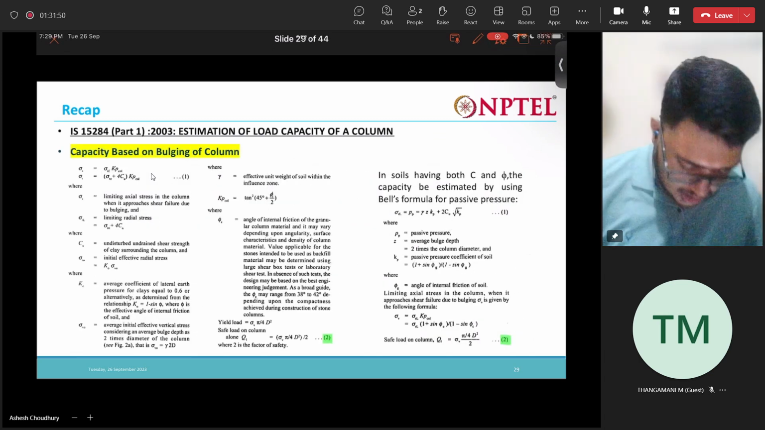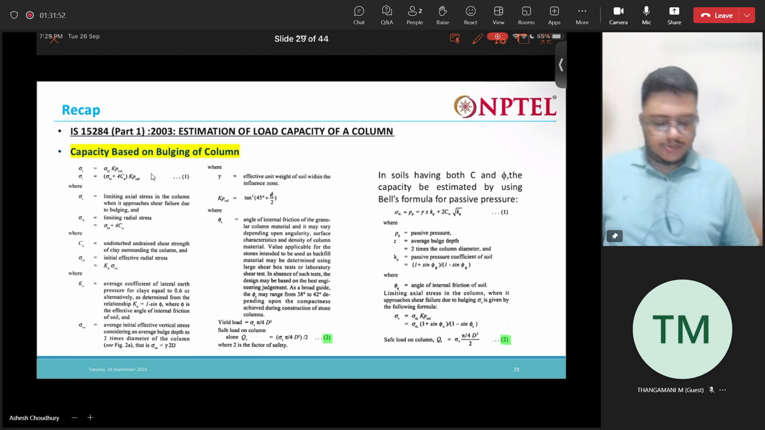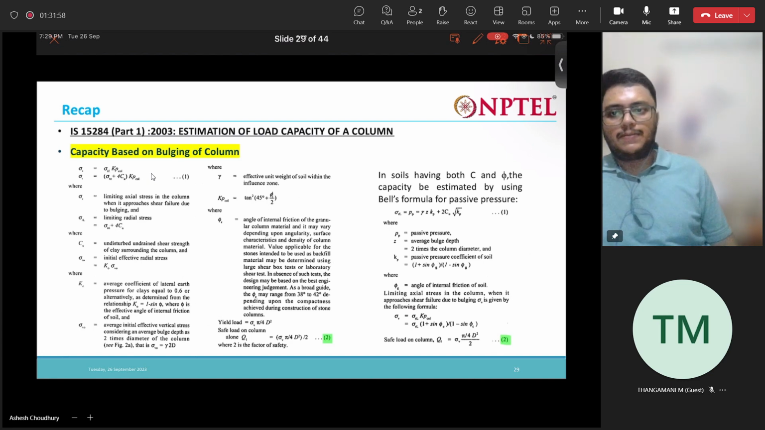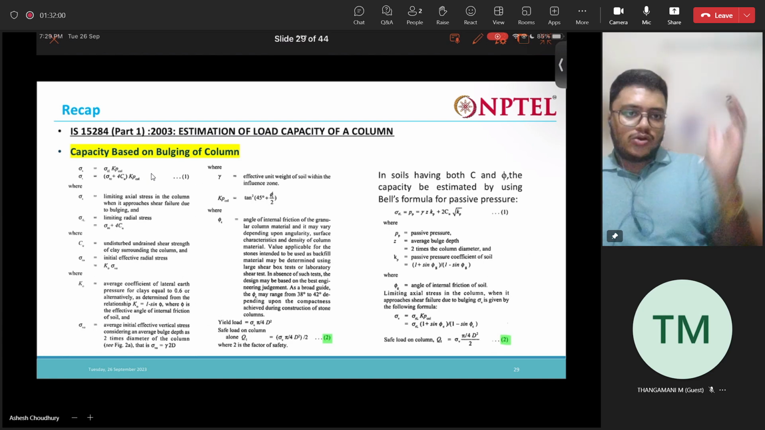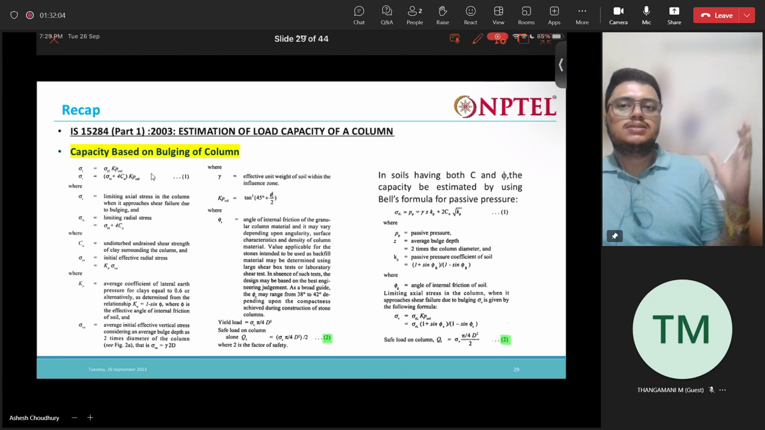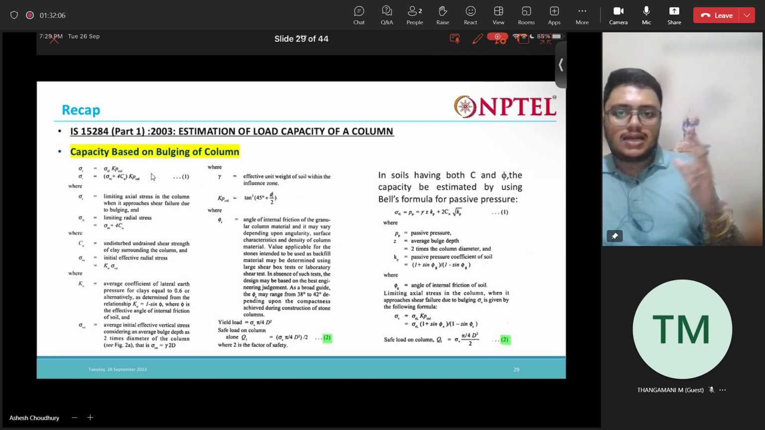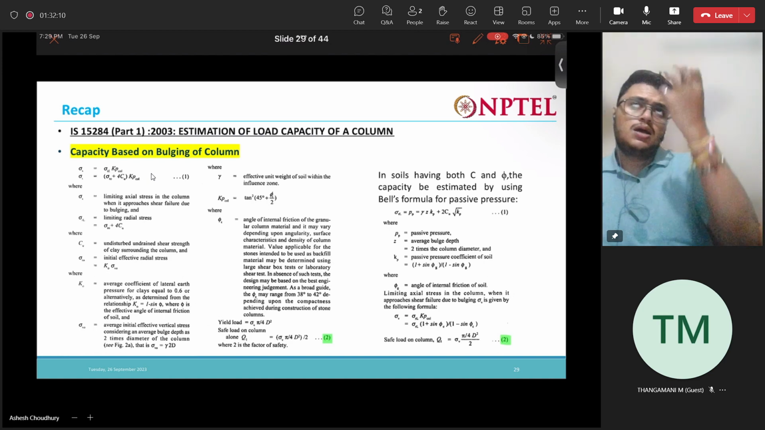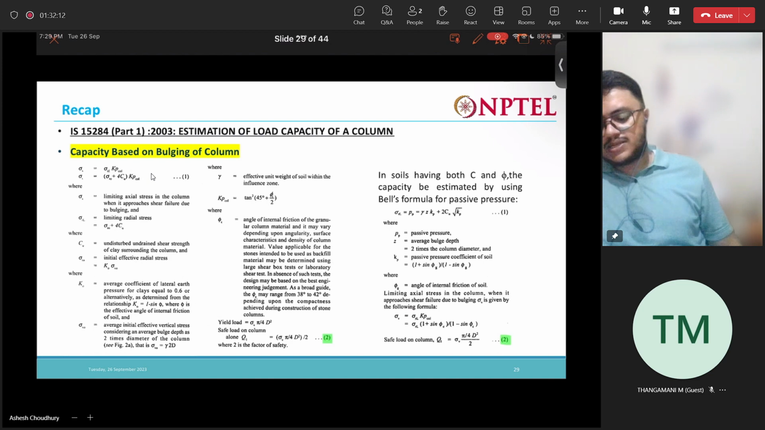Now let us come to this load capacity calculation. The first is capacity based on bulging of the column. As I had mentioned, there is a tendency for the column to bulge. Due to the bulging, a passive resistance develops from the surrounding soil, and that passive resistance actually helps the column resist the load.